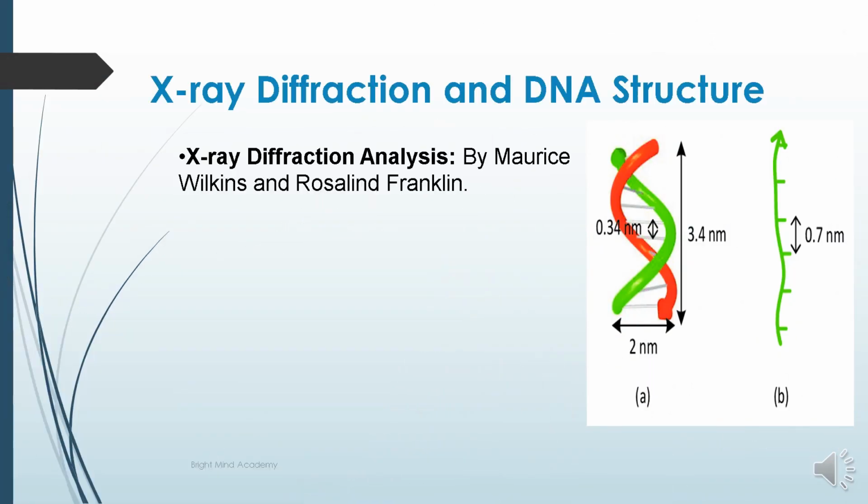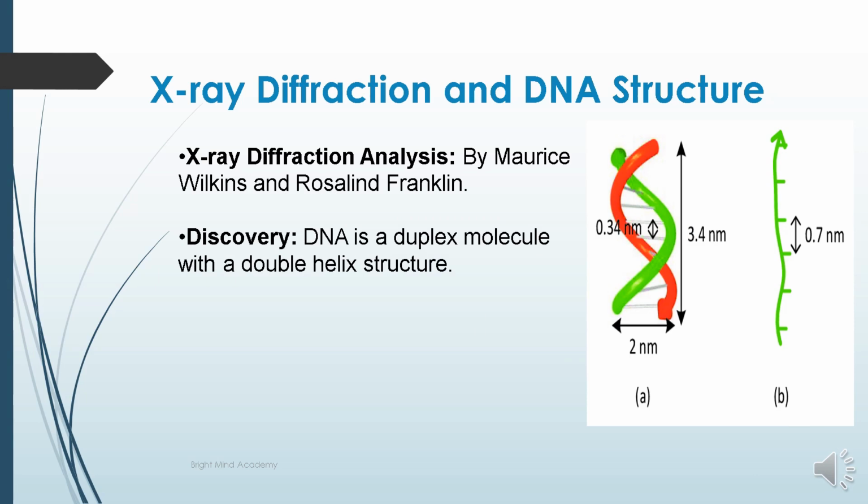Next, we have other scientists, Maurice Wilkins and Rosalind Franklin, and these two scientists worked on the structure of DNA by X-ray diffraction analysis. They discovered that the width of the DNA is 2 nanometers and the length of each turn is 3.4 nanometers, and the distance between the nucleotides, this nucleotide and this nucleotide, is 0.34 nanometer. And this is the structure of messenger RNA, or you can simply say RNA. In RNA, the distance between nucleotides is 0.7 nanometer.